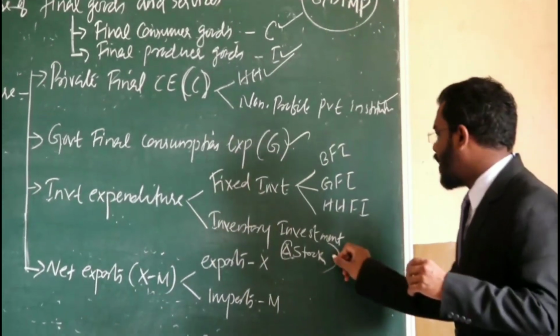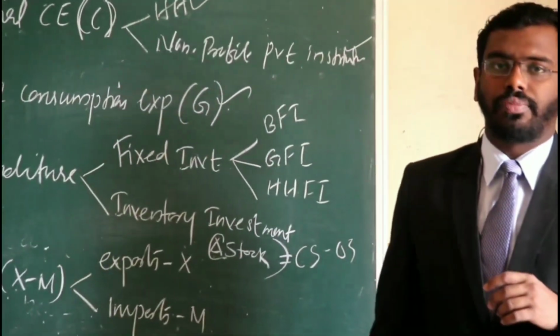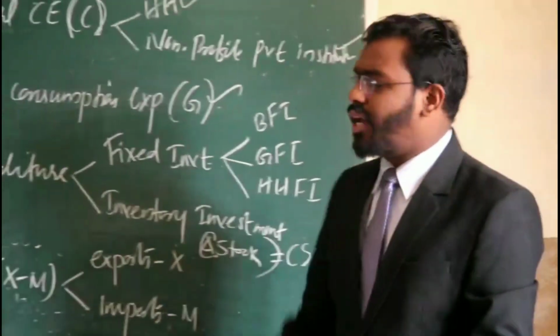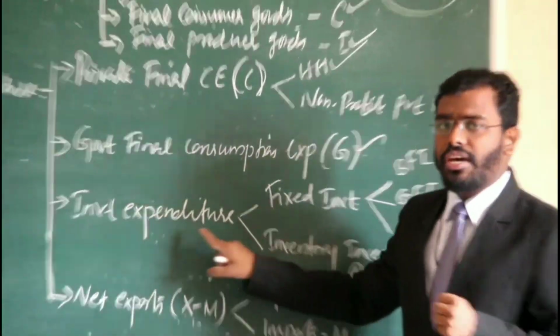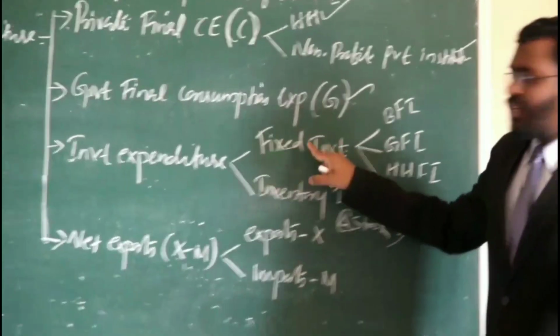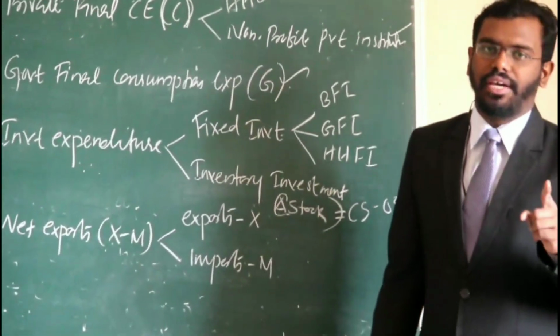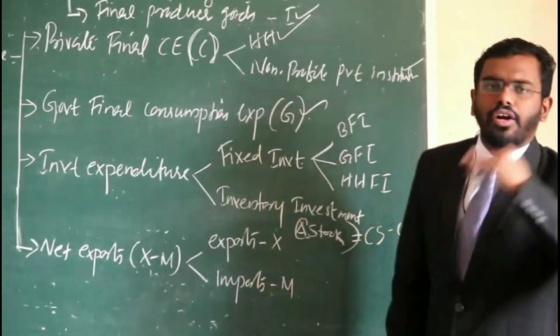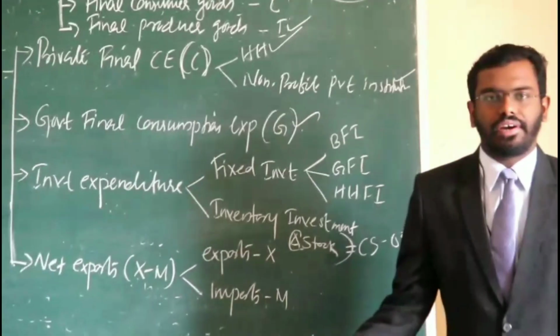How can we calculate delta stock? Closing stock minus opening stock. So what is another name of investment? Capital formation. So capital formation has 2 types, that is fixed capital formation and inventory investment. Okay, again in economics, this fixed investment is divided into 3 categories.